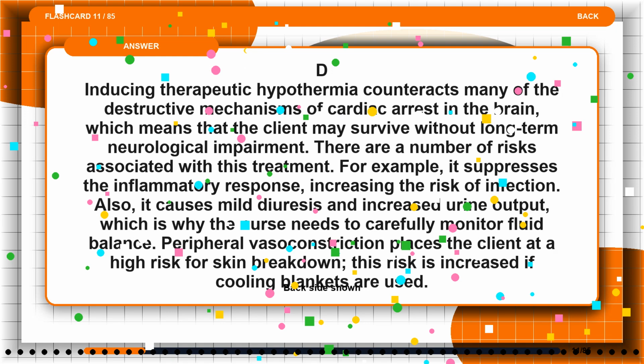The answer is D. Inducing therapeutic hypothermia counteracts many of the destructive mechanisms of cardiac arrest in the brain, which means that the client may survive without long-term neurological impairment. There are a number of risks associated with this treatment. For example, it suppresses the inflammatory response, increasing the risk of infection. Also, it causes mild diuresis and increased urine output, which is why the nurse needs to carefully monitor fluid balance. Peripheral vasoconstriction places the client at a high risk for skin breakdown. This risk is increased if cooling blankets are used.